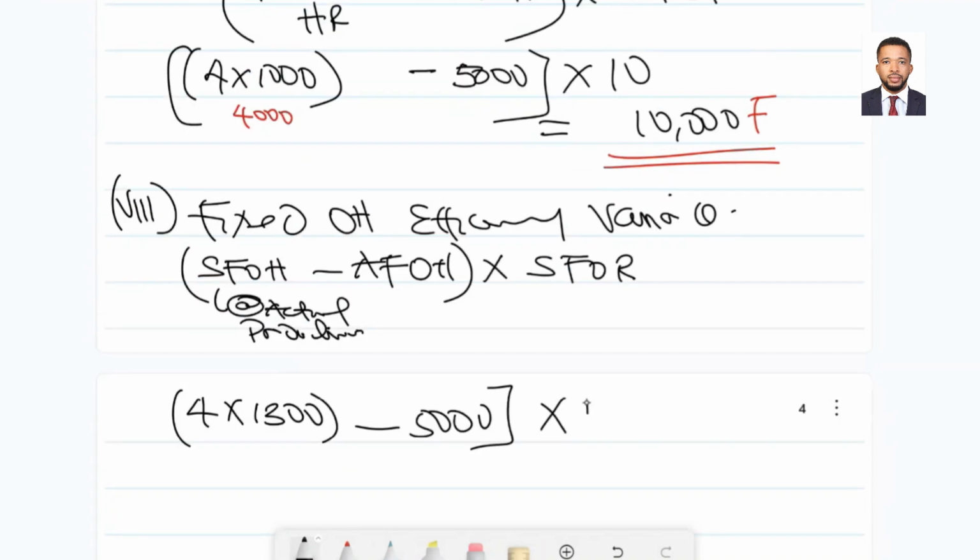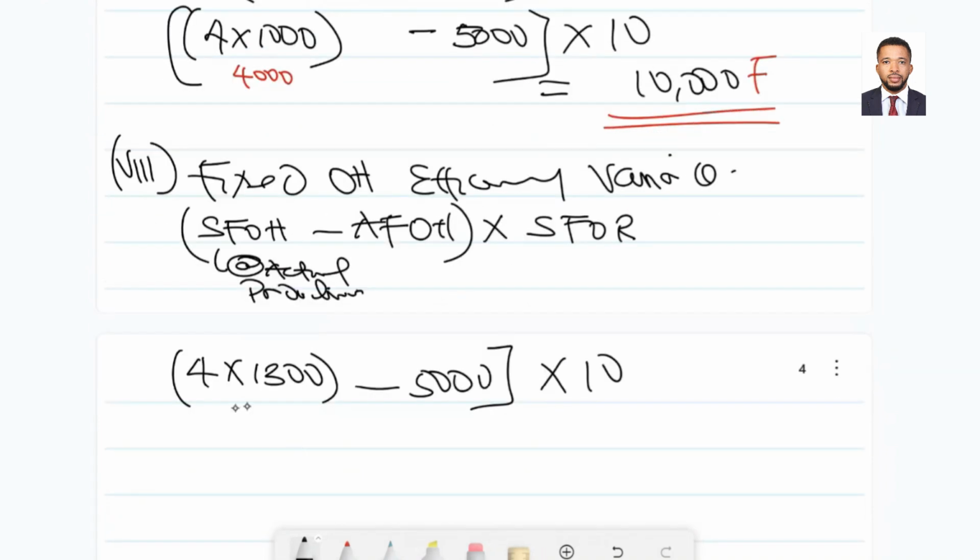How much is this? 4 times 1,300 is 5,200. 5,200 minus 5,000, multiply by 10. That's 2,000.